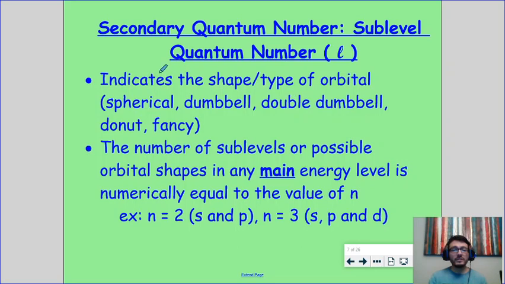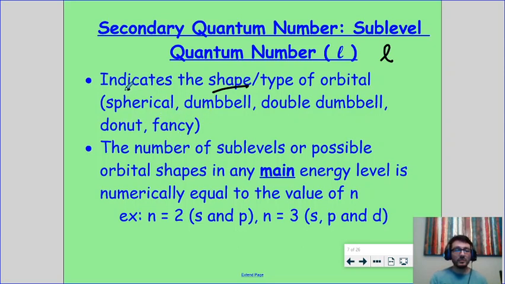That brings us to our secondary quantum number, referring then to L. So our first quantum number is n, and the second one is symbolized by the cursive letter L. And that describes the shape essentially of the orbital. There are spherical shapes and dumbbell shapes, double dumbbell shapes when you get to other levels. This one's another one called donut. Another one's called fancy. Don't have to worry much about those.